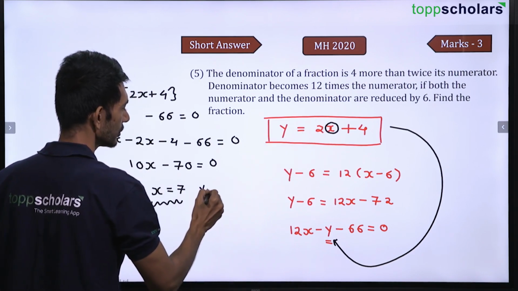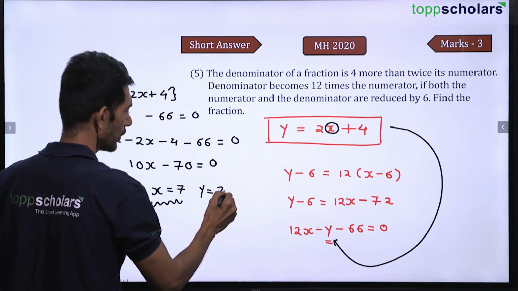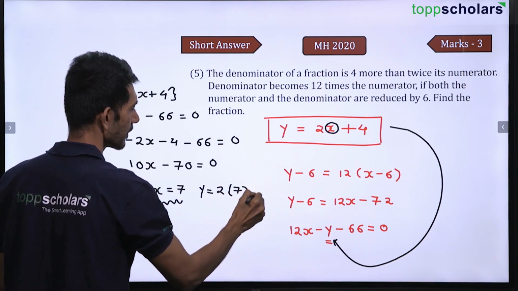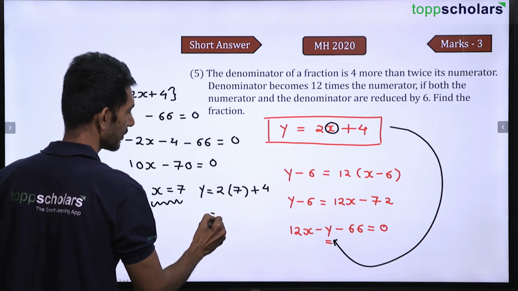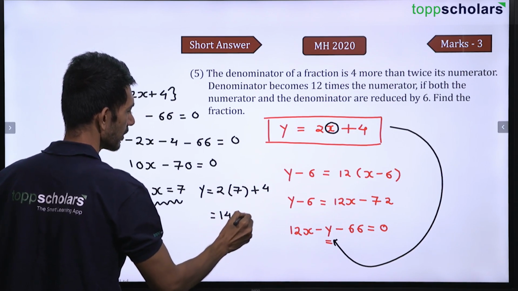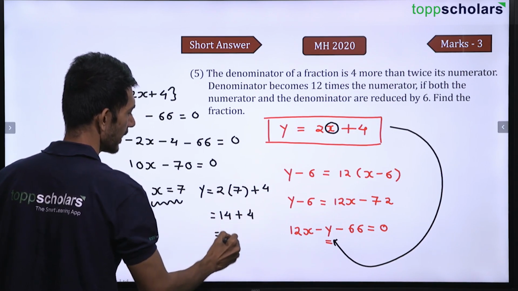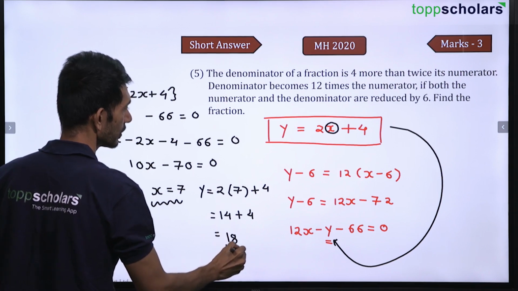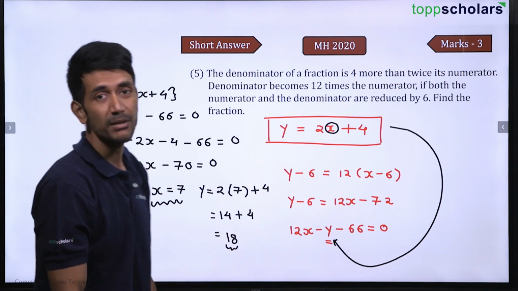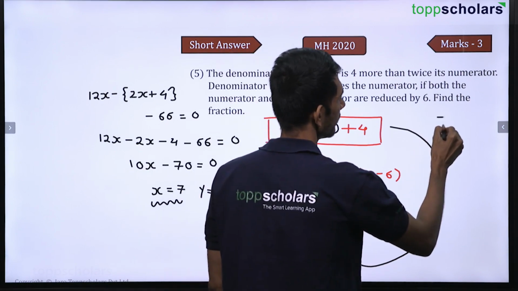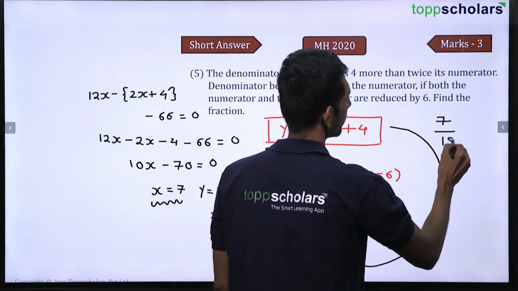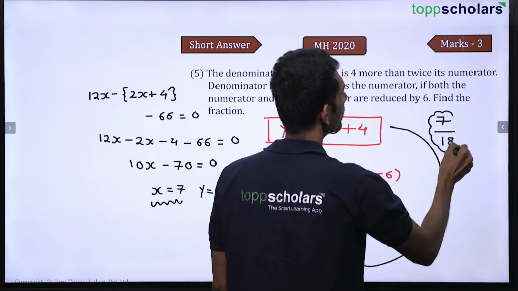So y will be how much? 2 into 7 plus 4, that is 14 plus 4, that is 18, right? So the required fraction is 7 by 18. 7 by 18 is the required fraction.